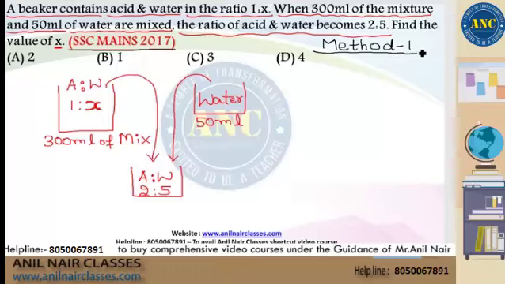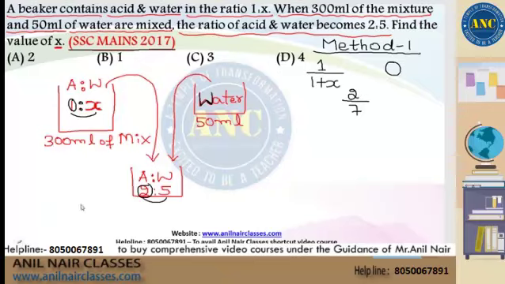If I choose acid as the base parameter, out of total 1 plus x liters, 1 liter belongs to acid. This is in the first vessel. What in the second vessel? Do you have any acid in the second vessel? No, it's pure water. So the acid parameter in the second vessel is 0. In the resultant vessel, out of total 2 plus 5, 7 liters, 2 liters belongs to acid. So it is 1 by 1 plus x, and in the second vessel acid is 0, in the third vessel acid is 2 out of 7.